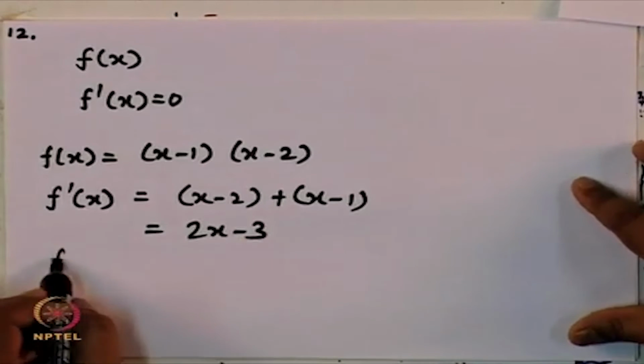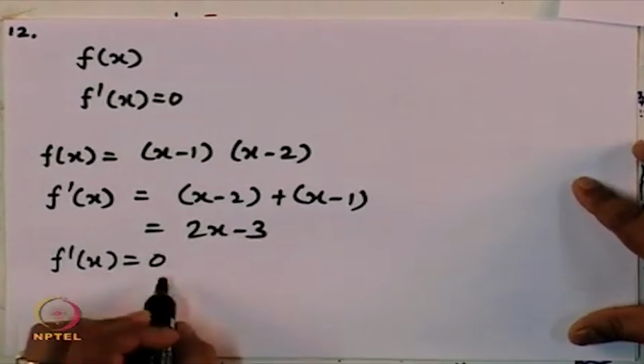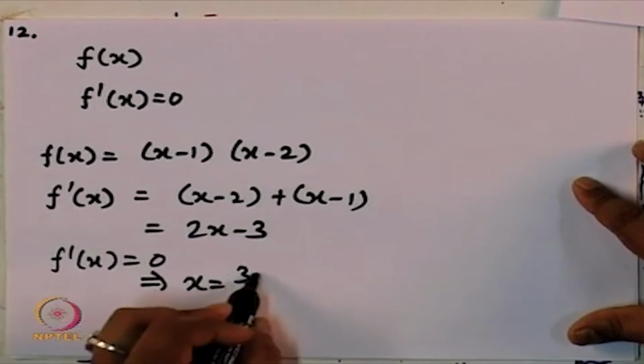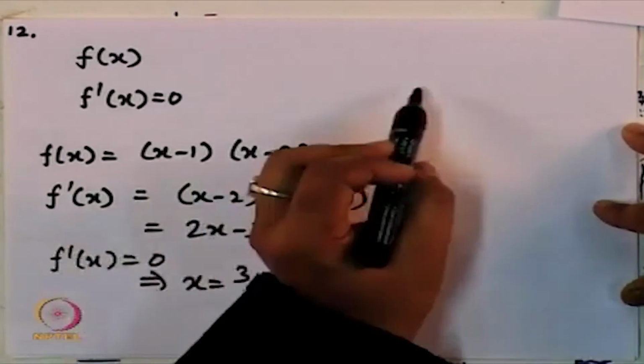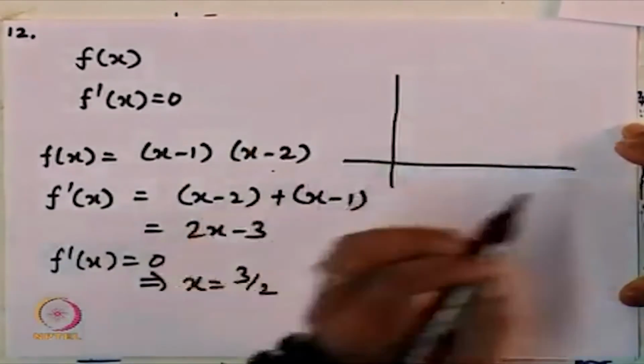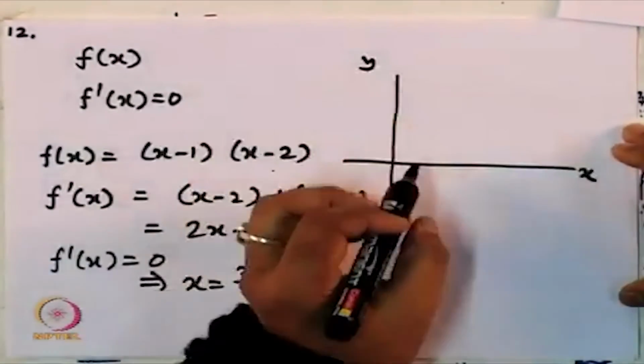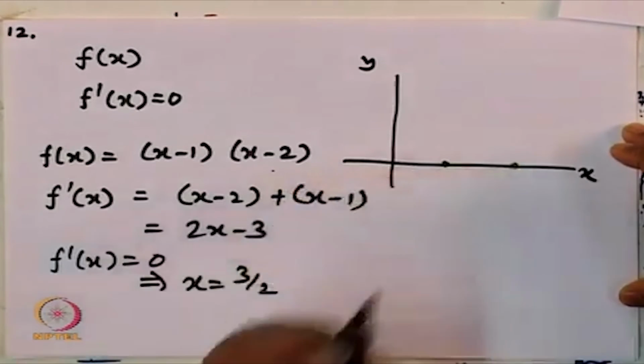If I set f prime of x equal to 0, then I get x equal to 3 by 2. Now, if I actually plot this whole function, this is x, this is y, let us say this is 1 and this is 2.